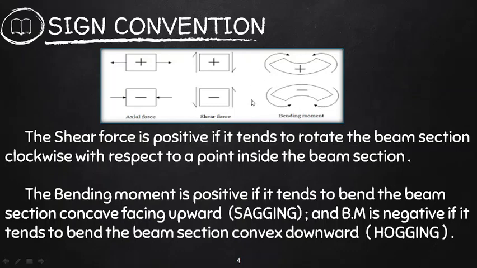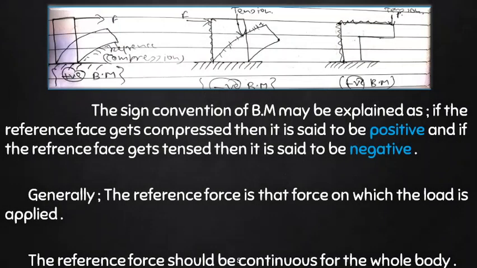Here is the picture, you can easily imagine this. You can easily understand this: if you have a compression on the upper side, that is positive, and if you have a compression on the downward side, that is negative. You can easily remember it by taking these types of concepts.